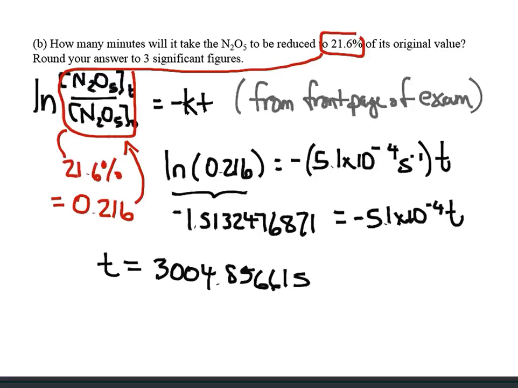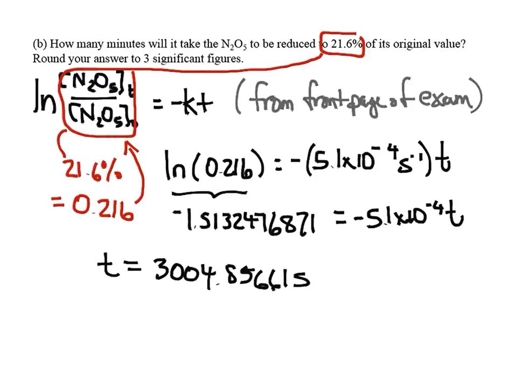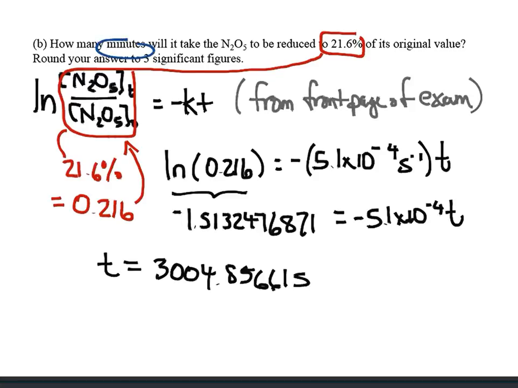3004.856615. Now, one little snag that I hadn't anticipated, I really honestly thought it said how many seconds. I didn't really pay attention. And the problem here is that your rate constant is in reciprocal seconds, which means your time at the end is actually in seconds, not minutes. I hadn't even planned on that being a little snag, and so it actually resulted in an extra point on the key because it's an extra step that I didn't really think we were doing. So you could have gotten 5 points on part B instead of 4.